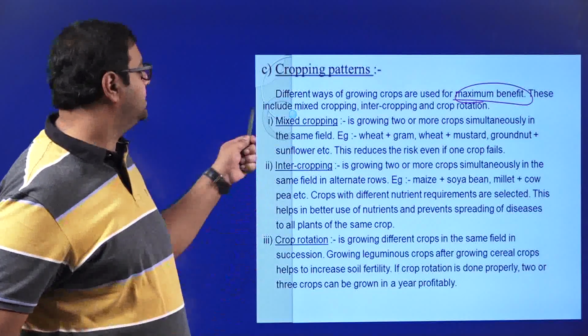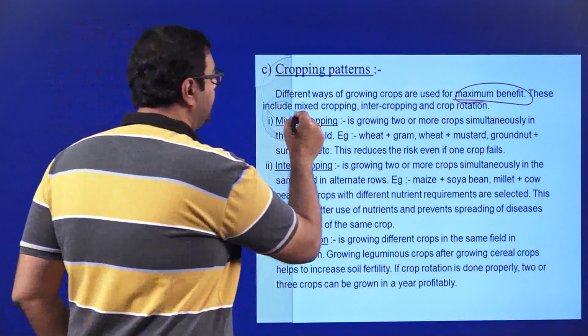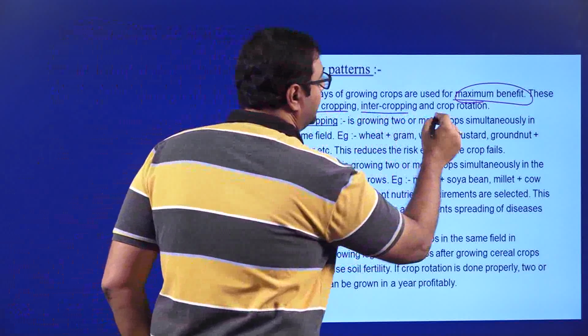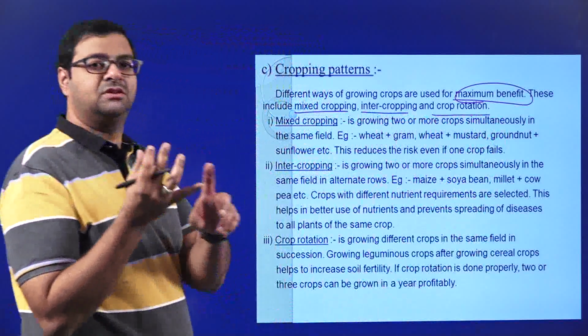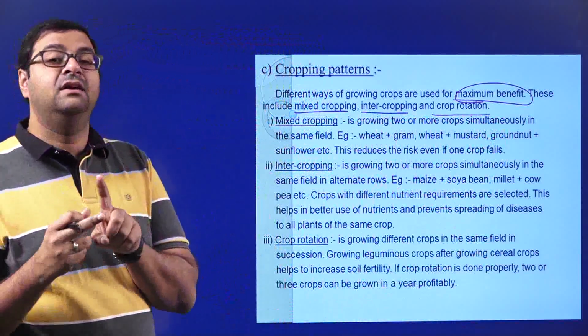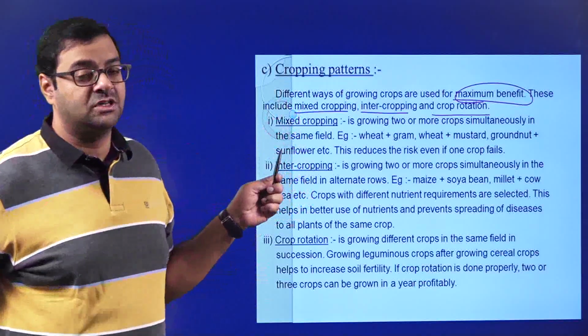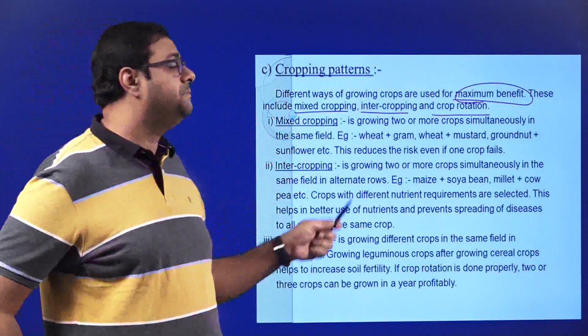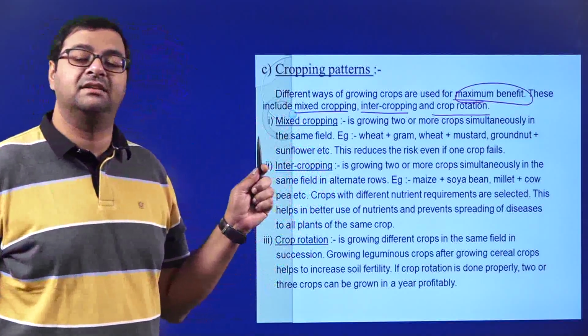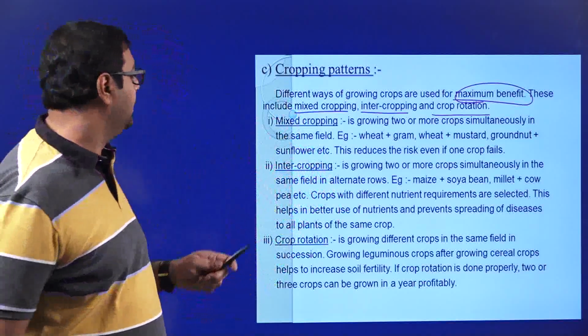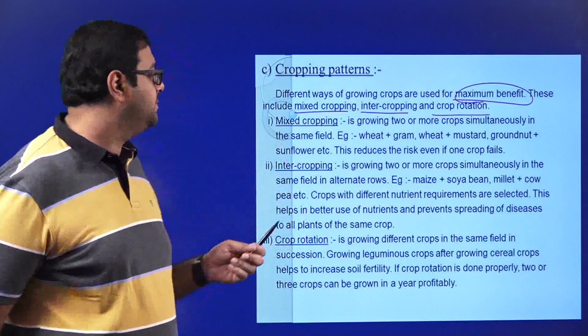Now these include mixed cropping, intercropping and crop rotation. So these are the three types of cropping patterns which are used by farmers to improve the yield and also to get maximum benefit. Now mixed cropping. What is mixed cropping?